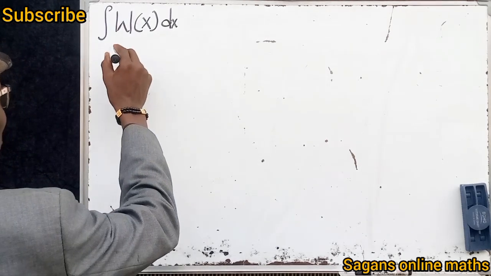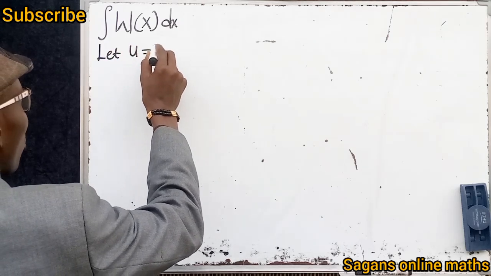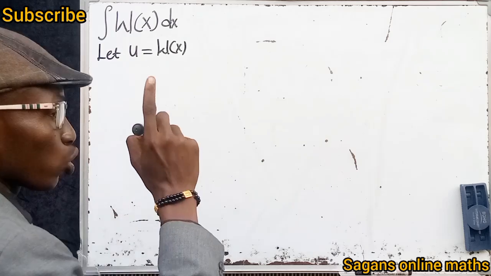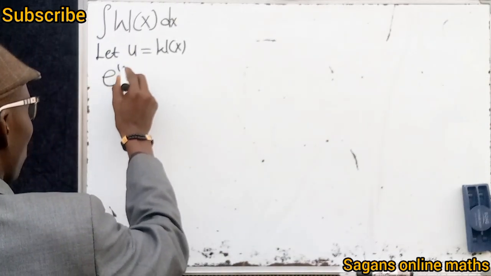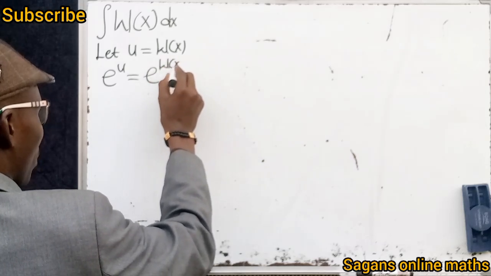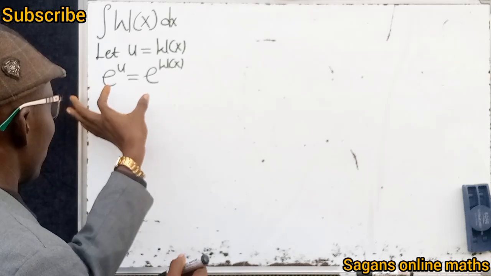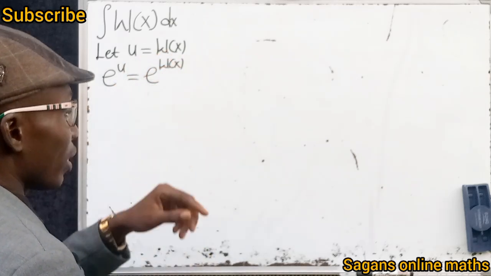Now, for us to solve this problem, do you know that we are not wrong if we say let u equals the W function of x? We are not wrong in any way. And we are not also wrong if we decide to write this as e to the power of u equals e to the power of the W function of x. We are not also wrong, my brothers and sisters, because since the bases are the same, we can equate the powers and we have the same thing as u equals the W function of x.